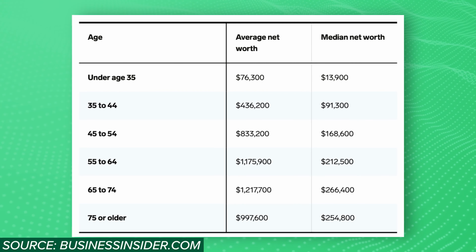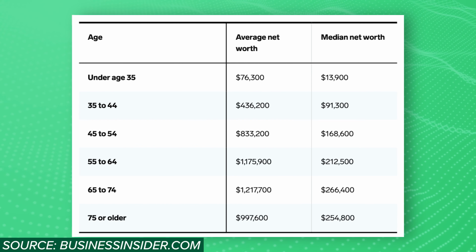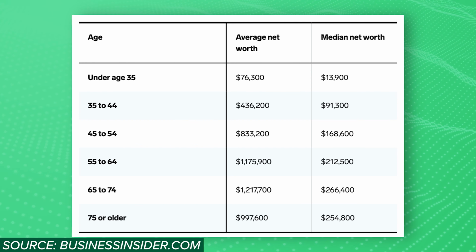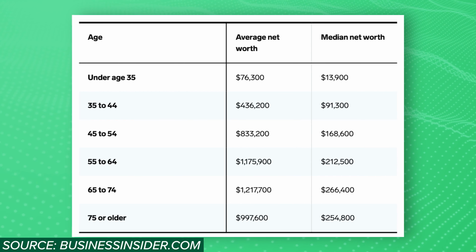Unfortunately, the youngest age group is 35 and below. So there's a ton of wiggle room here for people in their 20s to catch up to these metrics. The average net worth is about $76,000, with the median being about $14,000.